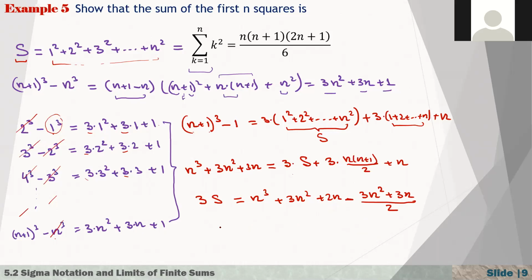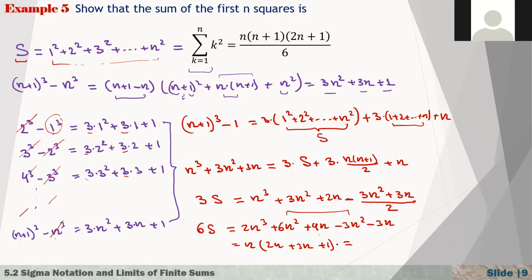So now if you multiply by 2, then here we have 6S equals 2n cubed plus 6n squared plus 4n. Now here we have minus 3n squared minus 3n. And if you simplify this, n is a common factor. 2n squared, 6n squared minus 3n squared, that's equal to 3n squared. So plus here we have 3n. And 4n minus 3n, it is just n. N is out, so here we have 1.